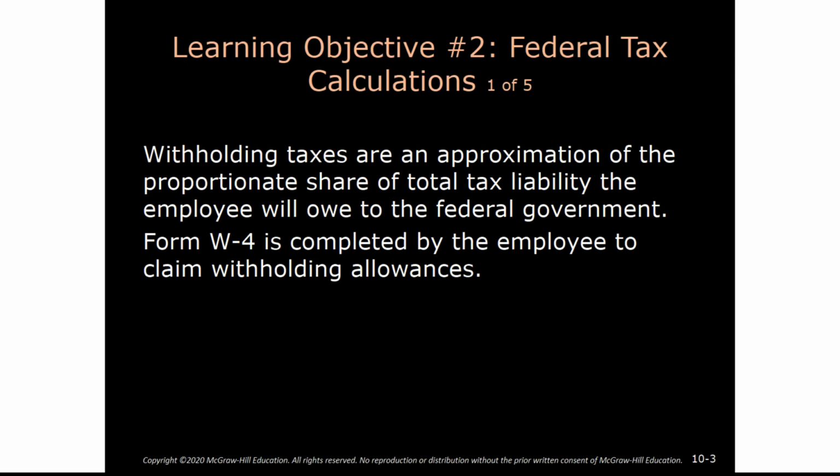Well, withholding, when we select withholding allowances, this is a way for us to estimate. And hopefully we'll minimize the amount of refund and hopefully not have to pay in too much by having too little withheld. And we do this on Form W-4.